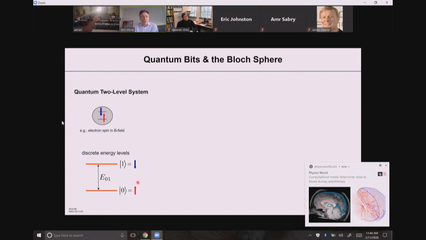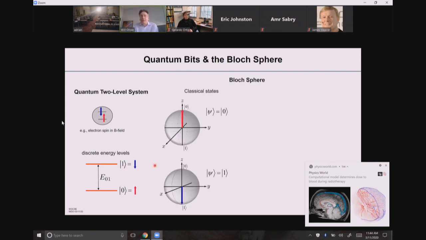And what we'll do is we'll associate one of these, let's say the spin up, with state 0, which we write in this funny way. It's a ket notation. Or spin down, which we're going to associate with state 1. Now, we represent this state on a Bloch sphere. And you could think of this as the planet Earth, basically. The North Pole, we're going to associate with state 0. And the South Pole, we're going to associate with state 1.